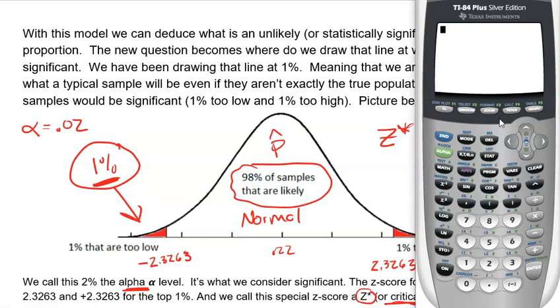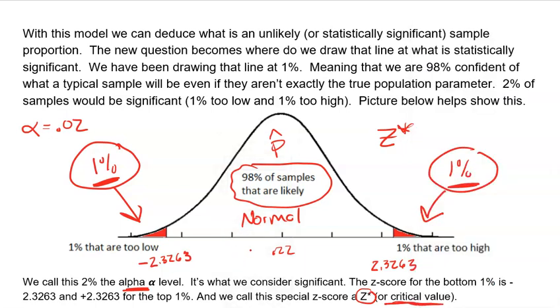So to get that number, we need to utilize invert norm on your TI-84 calculator. So second vars, invert norm is the third thing down. And remember, invert norm wants the area at the bottom. So it wants me to concentrate on the bottom 1%, 0.01. And that is what gives me my z-star of negative 2.3263. But because of symmetry, that means that the top 1% is at positive 2.3263. Okay. So that's where that number came from.